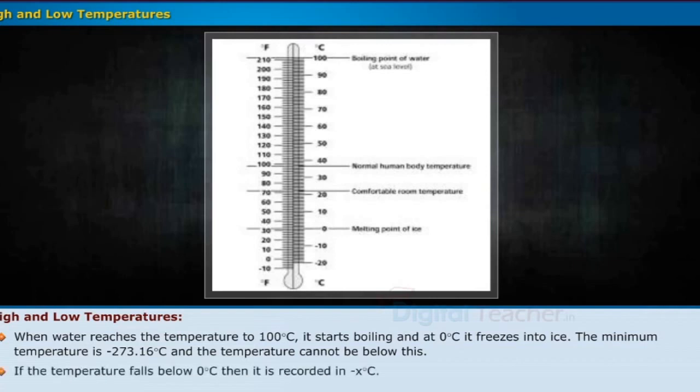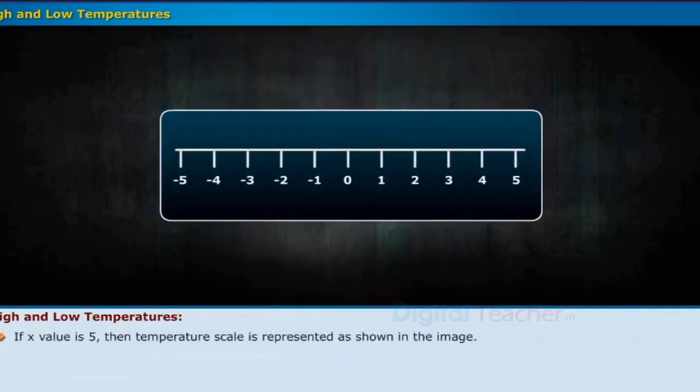If the temperature falls below 0 degrees centigrade, then it is recorded in minus x degrees centigrade. It means the temperature scale will be represented as x degrees centigrade, 0, minus x degrees centigrade. If x value is 5, then temperature scale is represented as shown in the image.